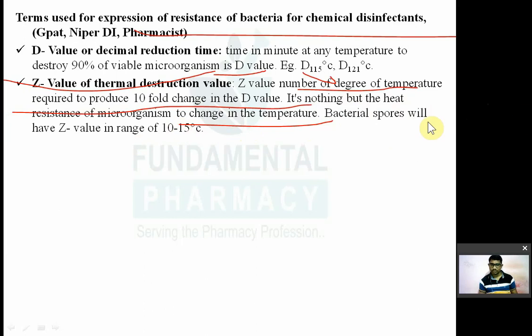ठीक है. Bacterial spore will have a Z value in the range of 10 to 15 degrees Celsius. Bacterial spore जो होता है उसमें resistance 10 to 15 degrees Celsius तक resist करते हैं, उसके बाद में नहीं करते. So again, what is D value?